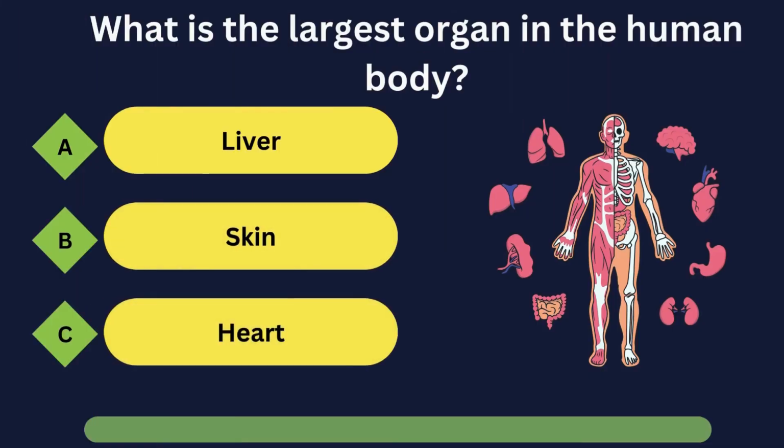What is the largest organ in the human body? A. Liver. B. Skin. C. Heart.